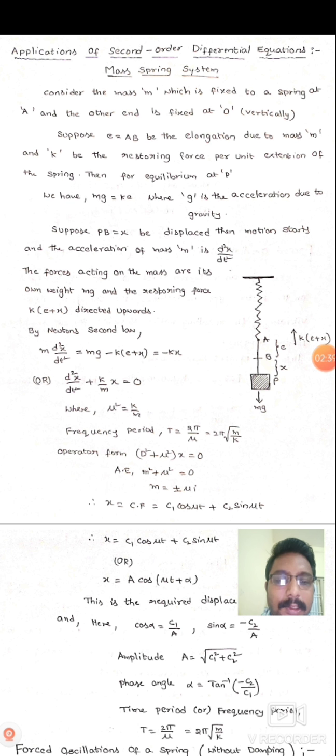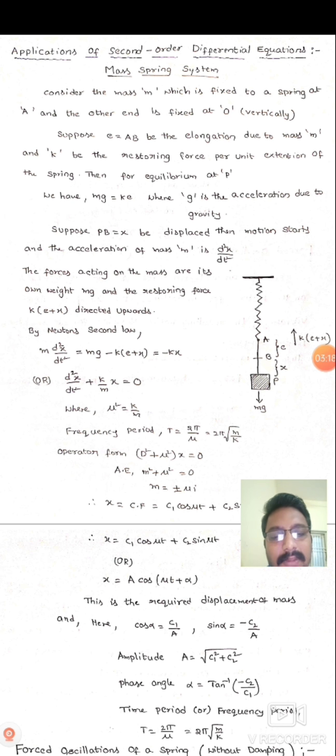Now the required solution for this second order homogeneous differential equation is given by x is the complementary function, that is CF, which is c1 cos mu t plus c2 sin mu t, because the roots of the auxiliary equation are imaginary roots. Hence this is the solution, which is known as the displacement x. This can be written in the form x equal to a cos of mu t plus alpha. So this is the required displacement of the mass m.